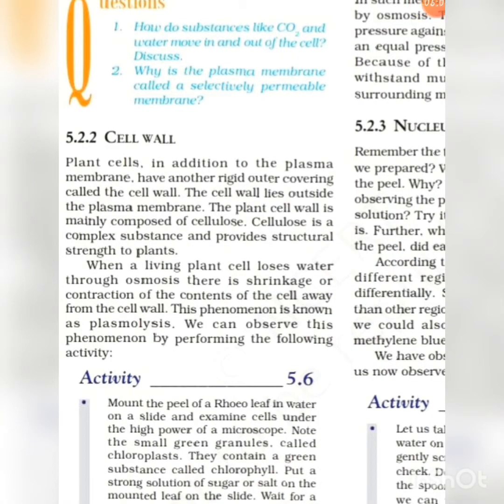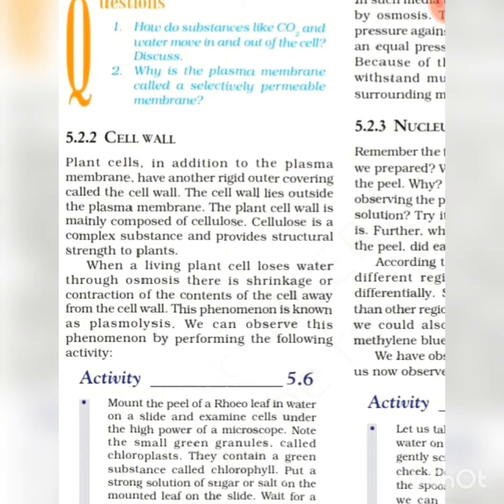Cell wall. Plant cells, in addition to the plasma membrane, have another rigid outer covering called the cell wall. Rigid means rough. In an animal cell or in a human being, we don't have the cell wall, we have only the cell membrane. But in a plant cell, there is an additional layer that is known as the cell wall. Cell wall lies outside the plasma membrane, just outside it.